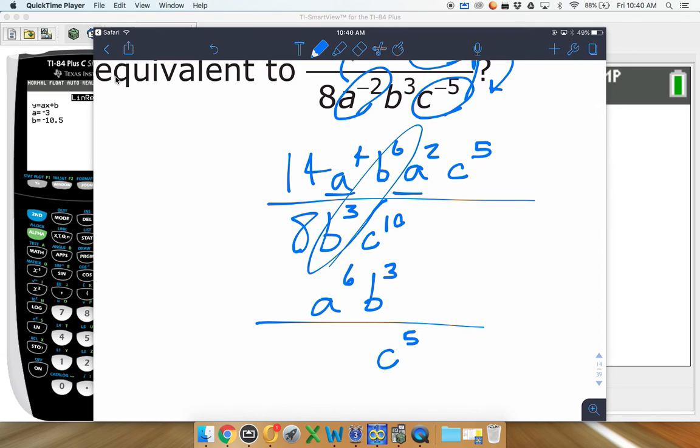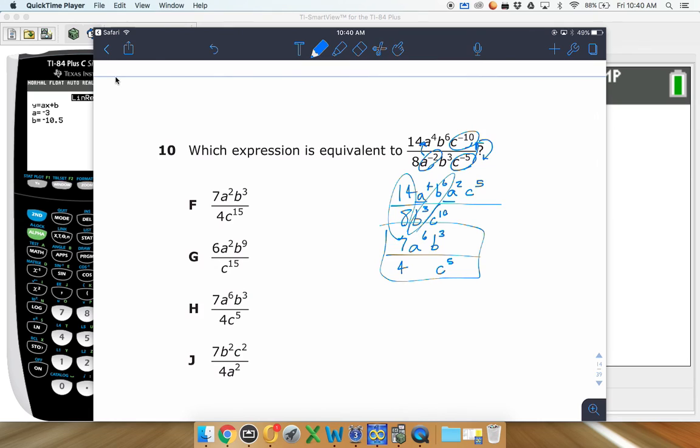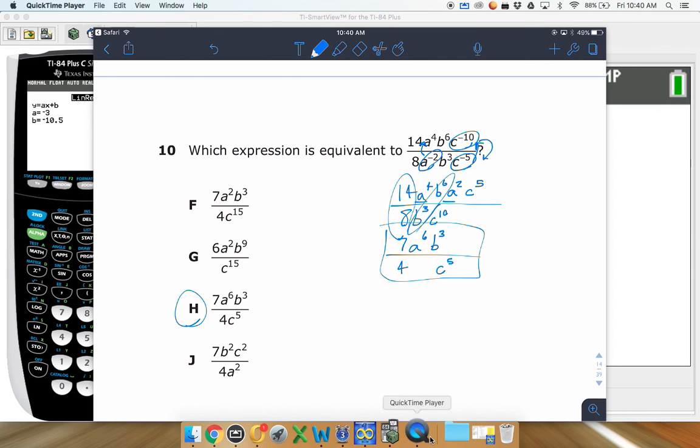All right, and then you also have the 14 over 8. Now your coefficients, you divide those like a normal fraction. I see that both of those are divisible by 2, so 14 divided by 2 is 7, and 8 divided by 2 is obviously 4, and that is going to be my answer. And hopefully that matches up with something, and that looks like option H right there. Okay, that's it for this video here.